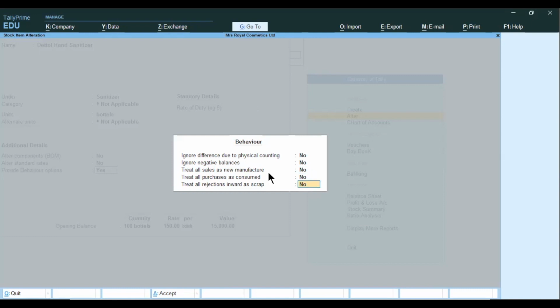And treat all rejection inward as scrap. If the goods rejected are of perishable nature, in that case, they should not get added back to the stock. They should get added to the scrap material. So this is another stock adjustment behavior that we have already seen.